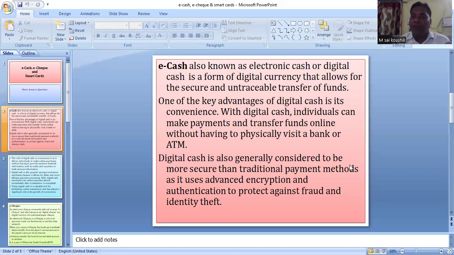We have to use advanced encryption. Encryption is a part of cryptography. Encryption, authentication means what? This information will be secured by a kind of secret format, like authentication. Protect against fraud. There is no fraud by the bank, and from others, from other unknown persons, and identity theft. That is not possible through hacking.